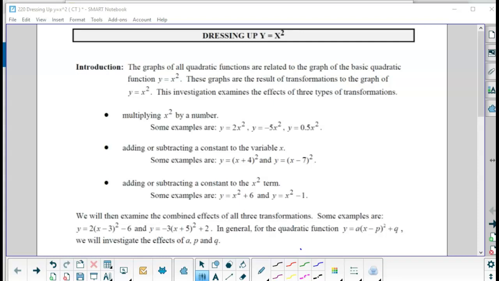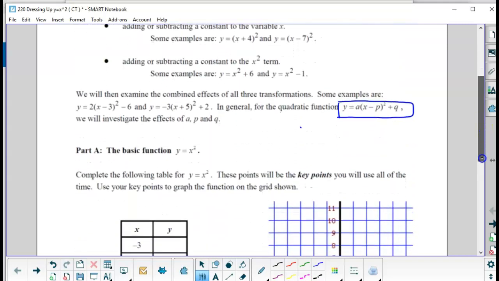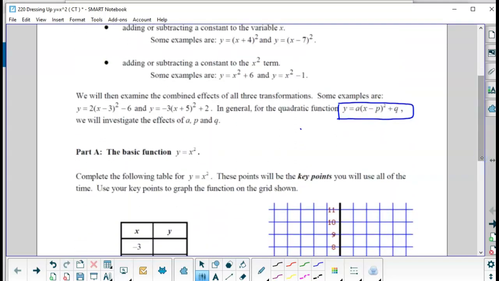And this is a form of a quadratic that we're going to use a lot, okay? It's actually called the vertex form of a quadratic because we're going to be able to tell what the vertex of the graph of that parabola is. When you get to Math 30-1, you're going to do a whole unit on transformations, and every function that you learn about, you're going to transform. So this is just the beginning, okay?